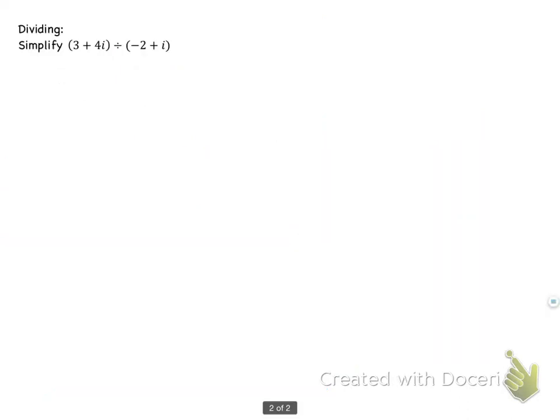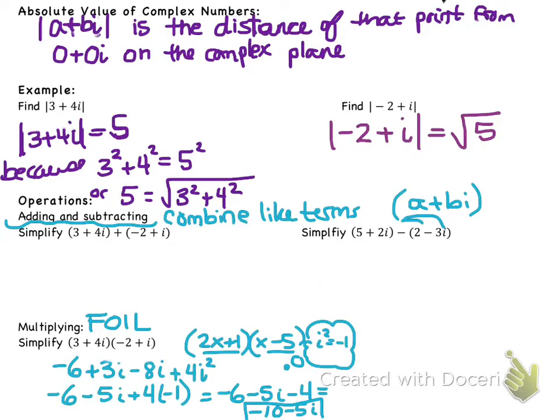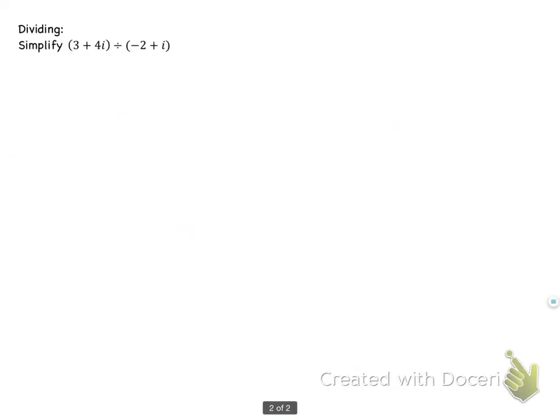And last but not least, we have dividing. Okay, now dividing is the one that's a little weird. So let's take a look at it. We've got 3 plus 4i divided by negative 2 plus i.